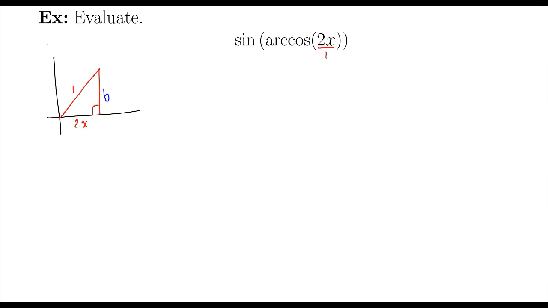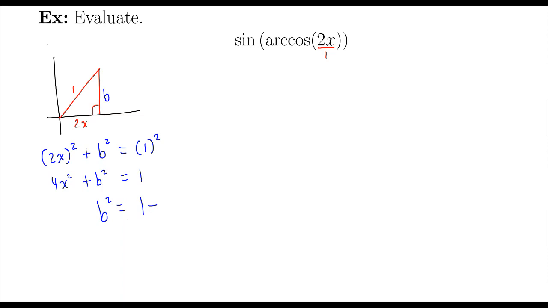I'm going to use the Pythagorean theorem. A squared plus b squared equals c squared. If I square 2x, I get 4x squared, plus b squared equals 1 squared, which is 1. Subtract 4x squared from both sides. So b squared is equal to 1 minus 4x squared. And then I do the square root of both sides.